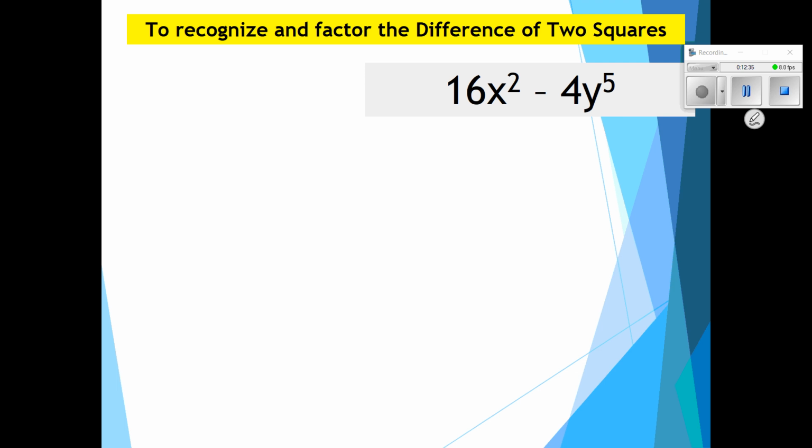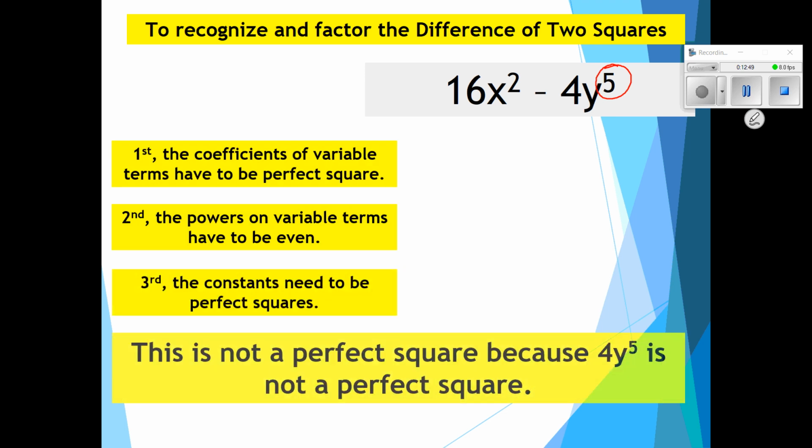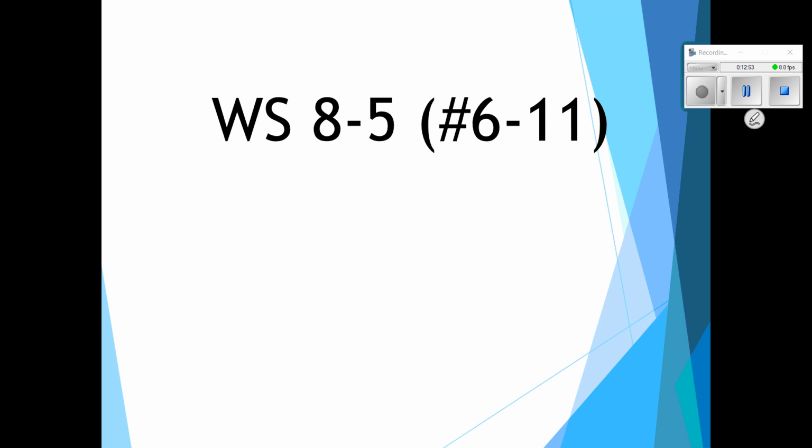Look up here. Do you see anything that would keep it from being the difference of two perfect squares? Right off the bat, I see an exponent of 5. That's not an even number exponent, so I cannot use this method. That is not the difference of two perfect squares, so we cannot use this method to factor it.